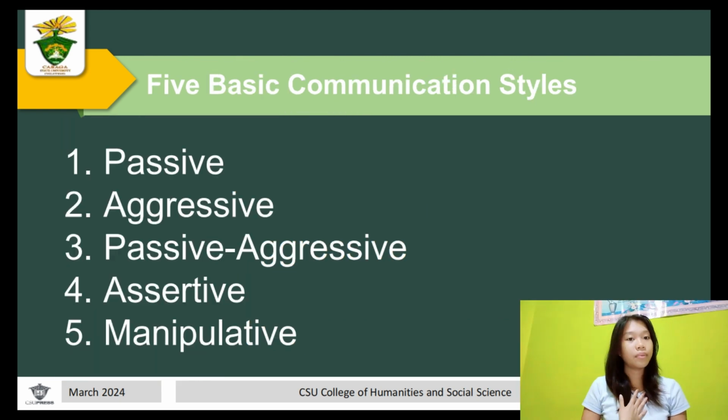Hi everyone, I'm Kriselle Rafallo. Now for this part of the report, we will be discussing the five basic communication styles. These are passive, aggressive, passive-aggressive, assertive, and manipulative. Before we dive into each of the styles, let's first understand why they are important.